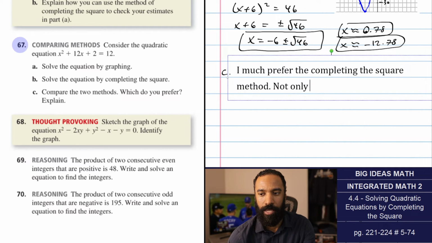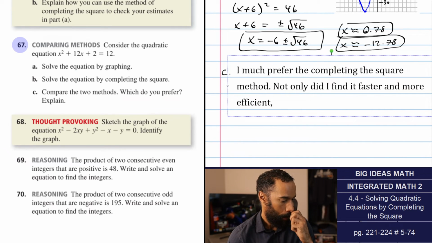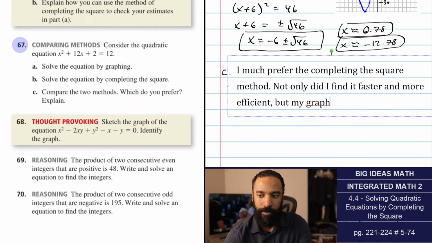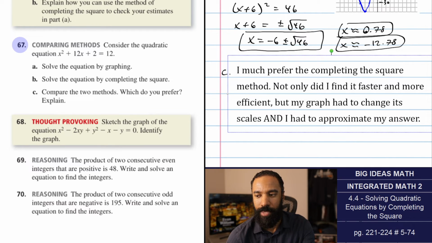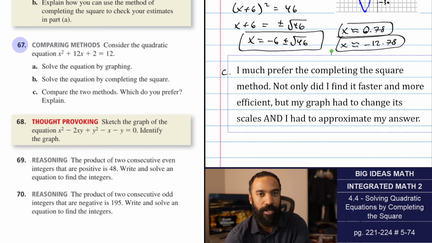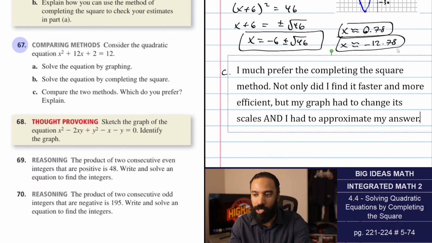Method. Not only did I find it faster and more efficient, but my graph had to change its scales, and I had to approximate my answer. Now, when I say approximate my answer, I mean this two ways. I made a rough random guess somewhere between 0 and 2 and somewhere between negative 12 and 14. That's a terrible approximation, but I even approximated on the calculator. When I use the 0.78, stuff like that, they're just decimals. I have an exact answer right here.